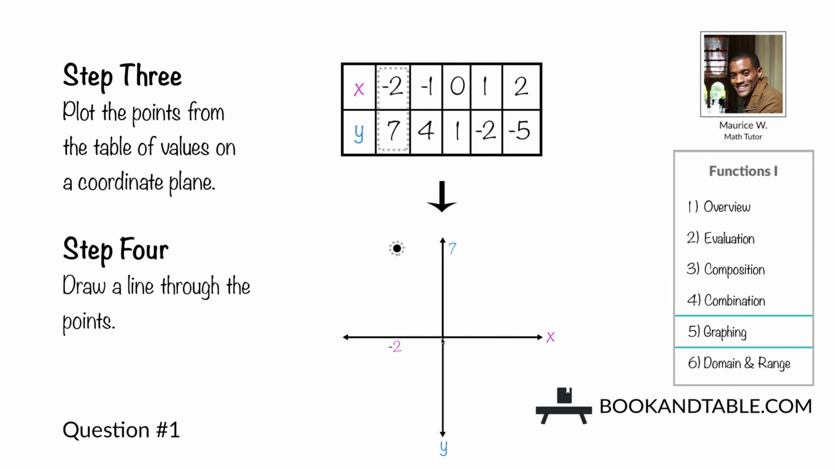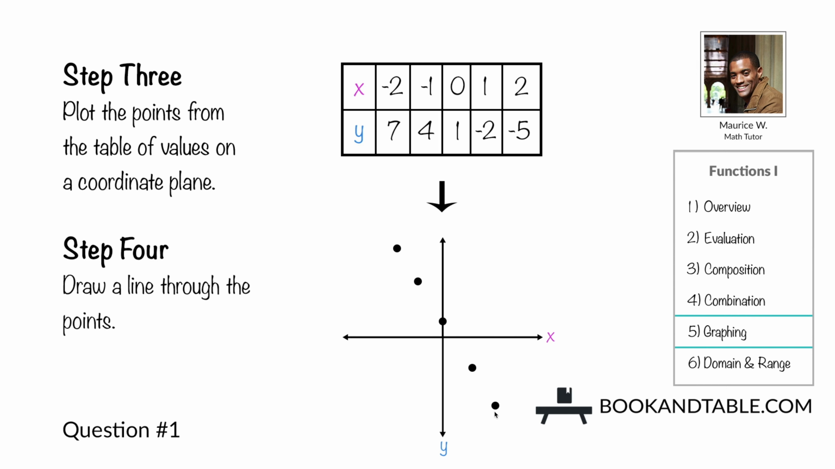So our first point is (-2, 7). Plot the point. The next point is (-1, 4). Plot that point. The third point is (0, 1). Plot that point. The fourth point is (1, -2). And the fifth point is (2, -5).